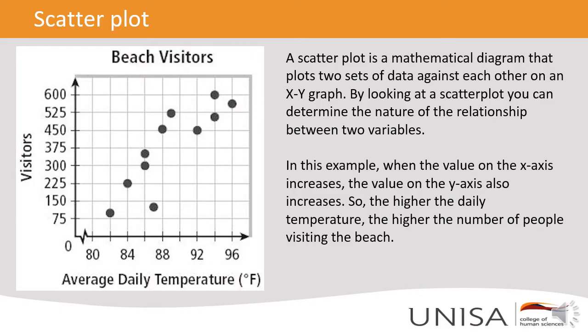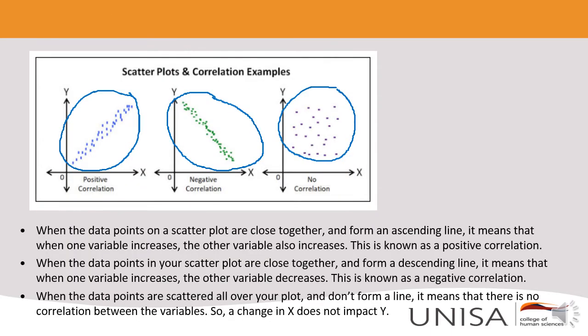A scatter plot is a mathematical diagram that plots two sets of data against each other on an XY graph. By looking at a scatter plot, you can determine the nature of the relationship between two variables. In this example, when the value on the x-axis increases, the value on the y-axis also increases. So, the higher the daily temperature, the higher the number of people visiting the beach. A scatter plot provides an excellent visual representation of the relationship, also known as the correlation, between two variables.